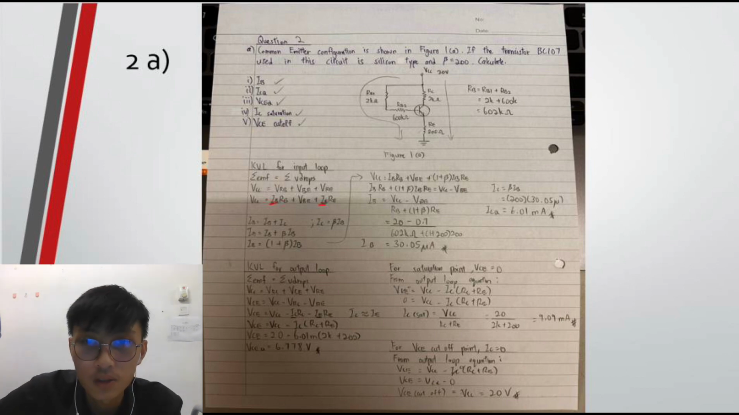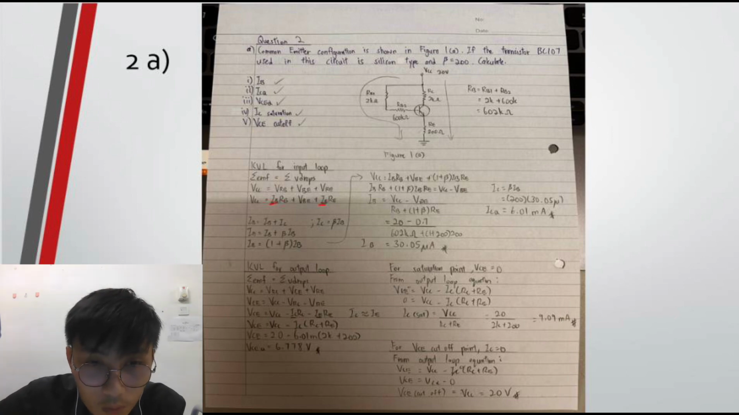It is 6.01 milliampere. And now the third step is we want to find the KVL for the output loop, and it is here. It is also the same: the summation of EMF is equal to summation of V drops. And it is VCC equal to VRC plus VCE plus VRE.